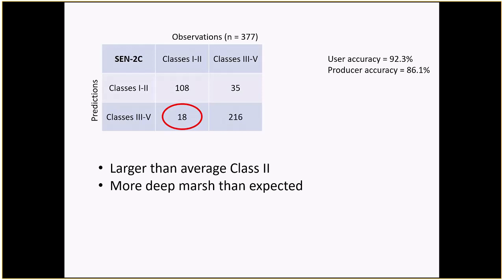So for example, there's a wetland in there that is over 10 hectares in size, and that's larger even than your average class 3 or 4 wetland. So probably not surprising that the model can't correctly classify it. And we've also got sites that have more deep marsh vegetation than expected. And this could be for one of two reasons.